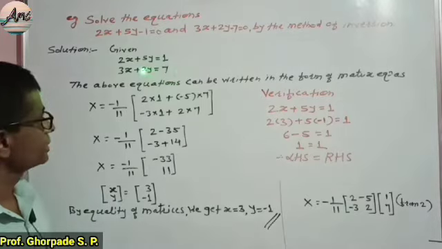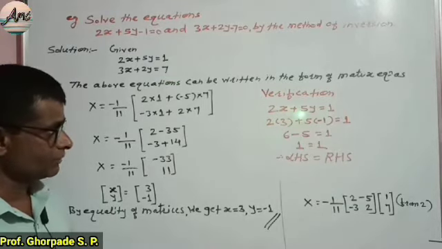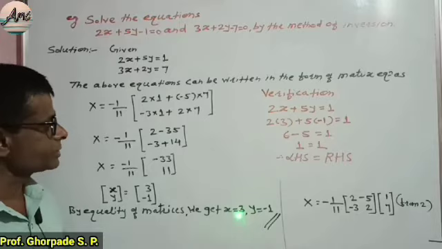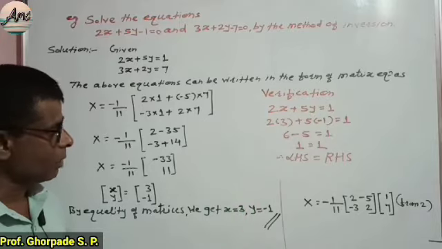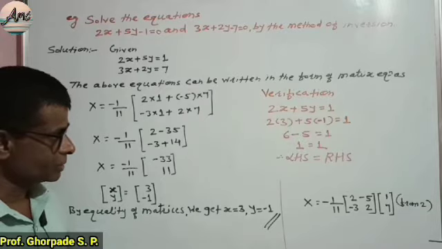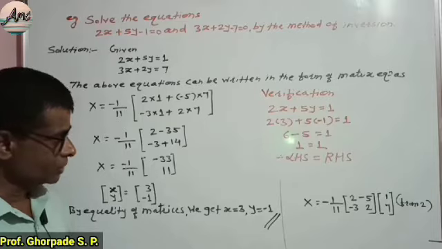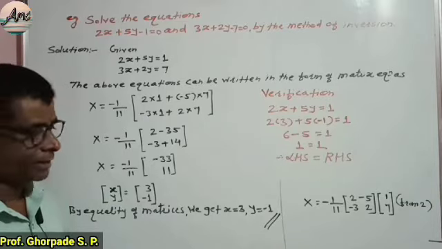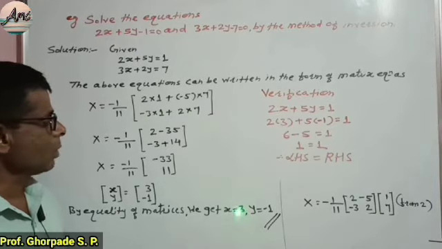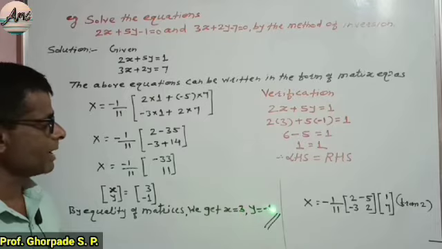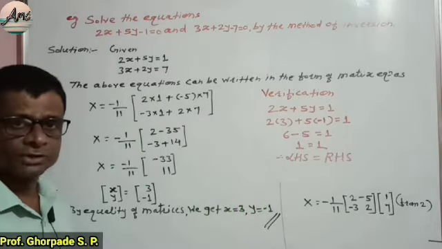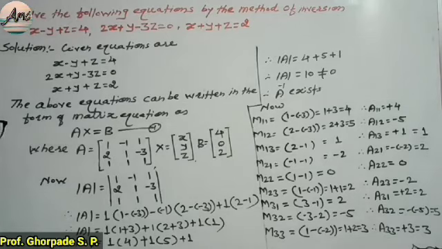So let us consider the first equation, 2x plus 5y equal to 1. So 2 into x, x is 3, plus 5 into y, y is minus 1, equal to the right hand side 1. So 2 3s are 6, plus minus becomes minus, 5 1s are 5, equal to 1. So 6 minus 5 is 1, equal to 1. That means the left hand side is equal to the right hand side. So hence we can say that whatever values of x and y we got here, x equal to 3 and y equal to minus 1, they are 100% correct.